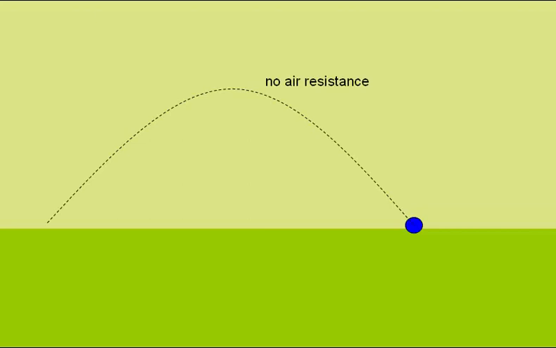Air resistance affects the motion of projectiles. If this is the theoretical path of a projectile ignoring air resistance, which I'll just label with a dotted line, like this, then air resistance would always act to oppose motion, leading to a lower maximum height and a shorter distance. Something like this. So this would be the path with air resistance.